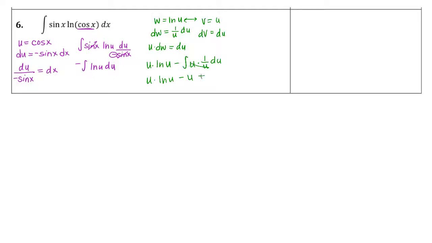Now, we do have plus c, but we have to go all the way back to the beginning and remember that we originally assigned u was cosine x, so we do need to fill that back in. So value of cosine x minus cosine x plus c.